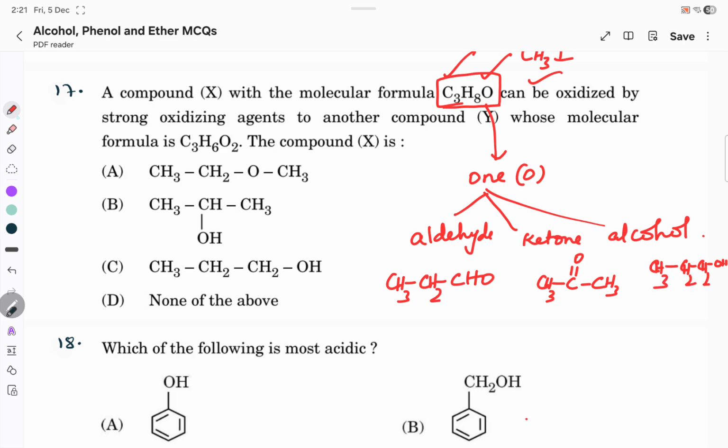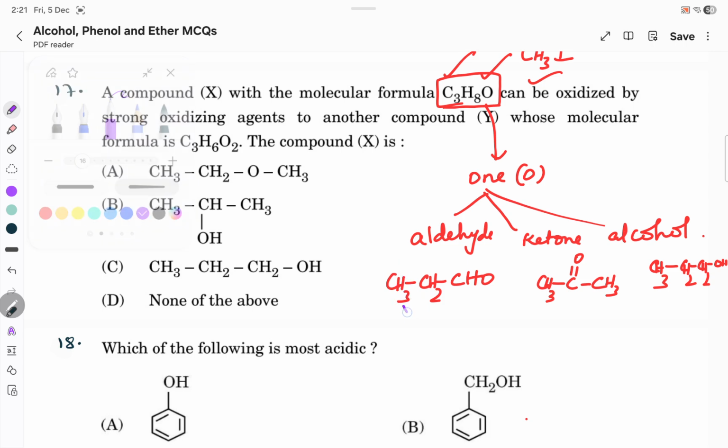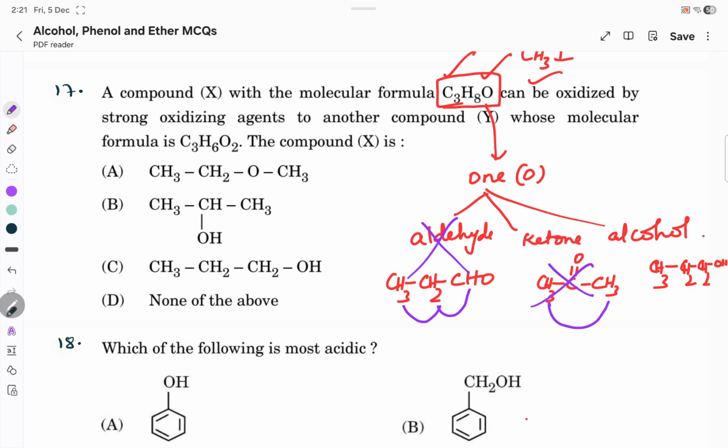Now we have to check the molecular formula. When I check the molecular formula, it is hydrogen 3 plus 2 is 5, 5 plus 1 is 6. So we have 8 hydrogens here, so it is not an aldehyde. Then ketone, 3 plus 3 is 6. Again 8 hydrogens are there, so ketone also is not the correct answer.